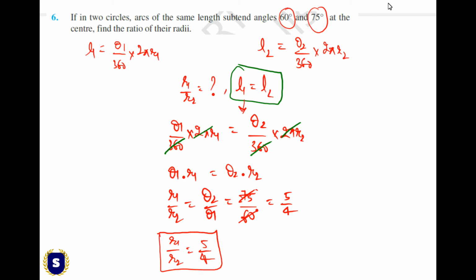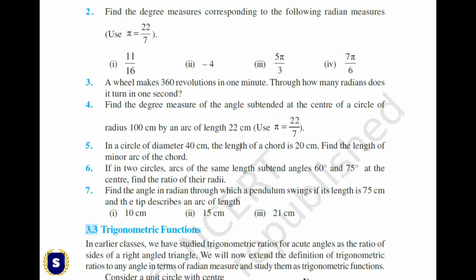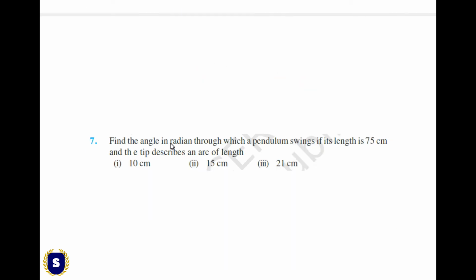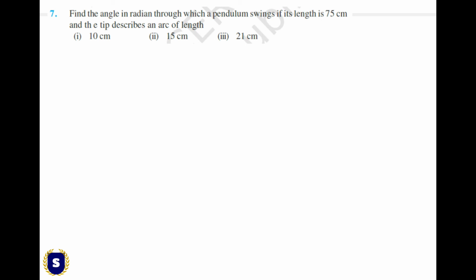Let us now solve the next question, that is question number 7. Find the angle in radians through which a pendulum swings if its length is 75 cm and the tip describes an arc of length first 10 cm, then 15 cm, and then 21 cm. Let's assume the length of the pendulum is the radius of the sector. So radius r is equal to 75 cm.